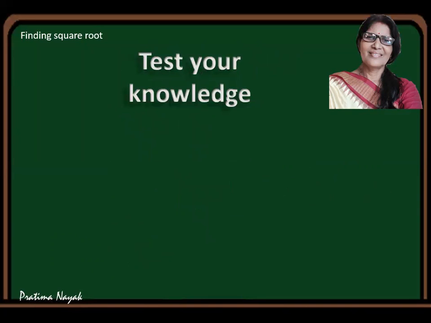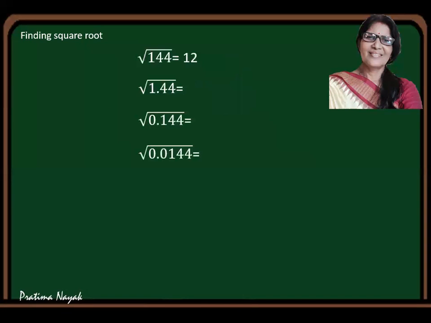Now test your knowledge. We'll guess it, or without doing we'll solve. Say, first, square root of 144, you know 12. Why? Because 12 square is equal to 144. Most of the people know this, and you must be knowing. Now, if it is 1.44, what will be its square root? Yes, you are correct. It will be 1.2.